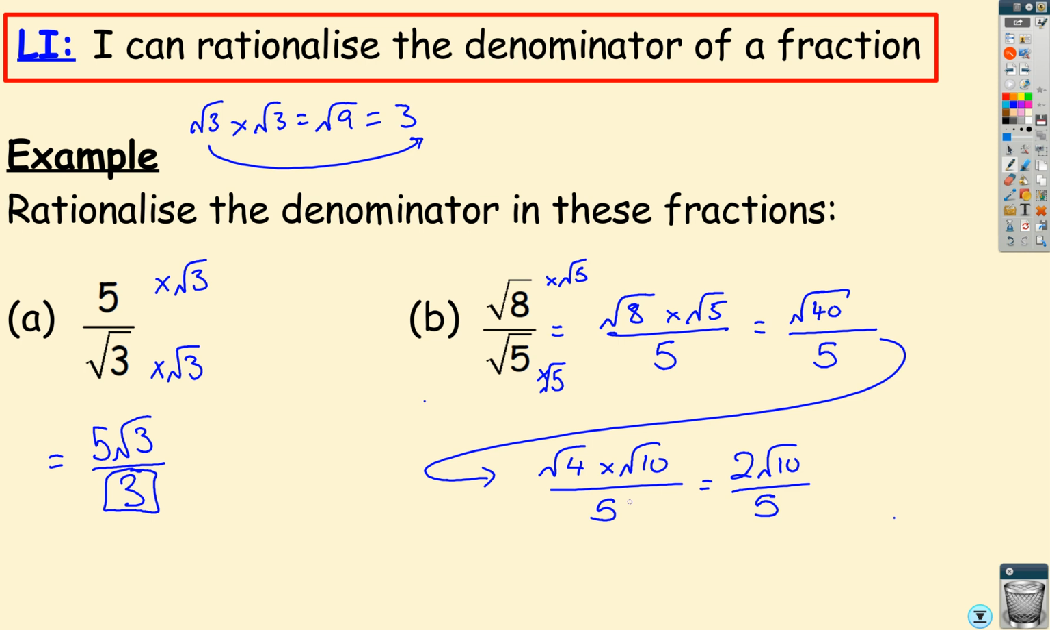So, mistakes happen, you know. So when you're rationalising the denominator, just remember, all you need to do is times the top and bottom of the fraction by the surd, okay? So if it's root 3 that's on the bottom, times the top and bottom of the fraction by root 3, okay? And the result will always end up with a whole number on the denominator, which is why we do it that way, because we want to rationalise the denominator.